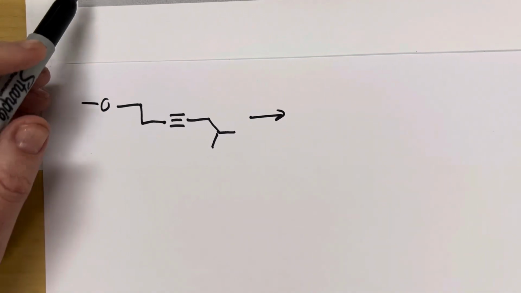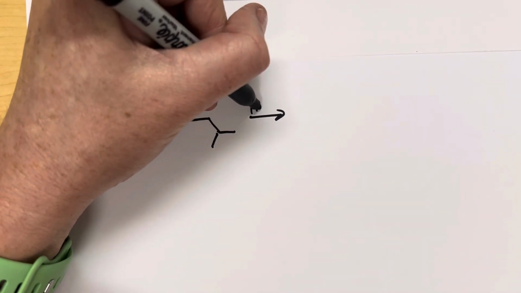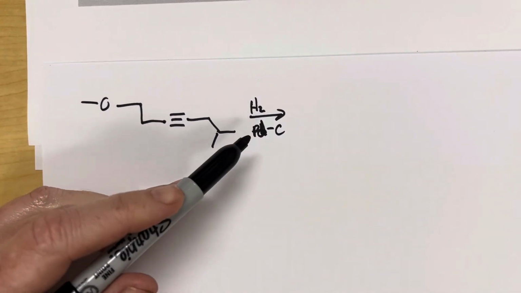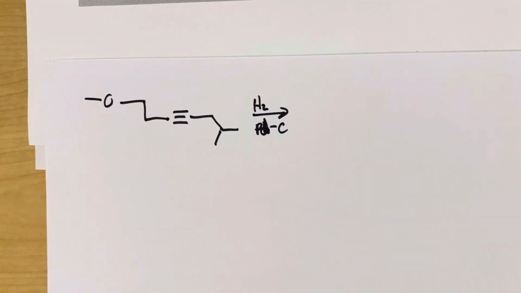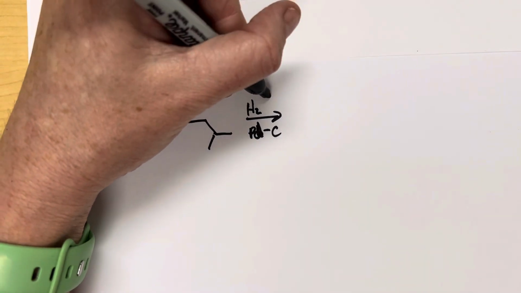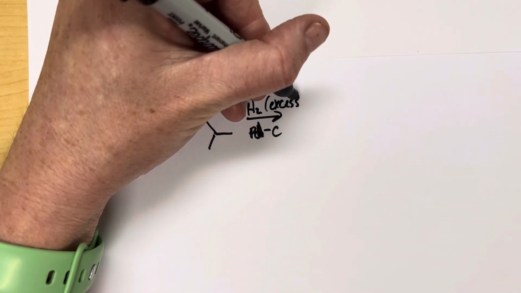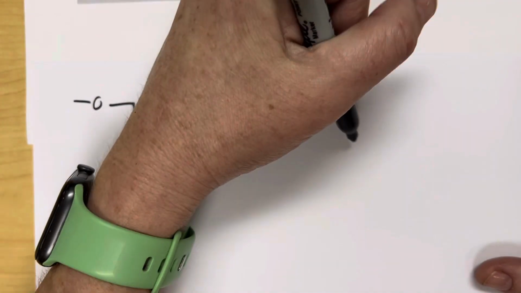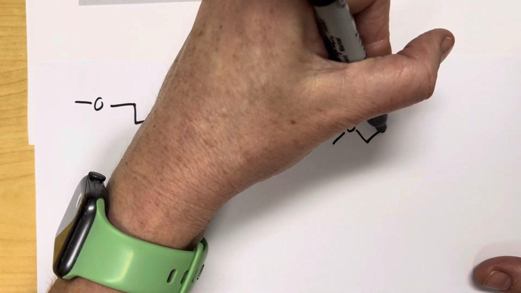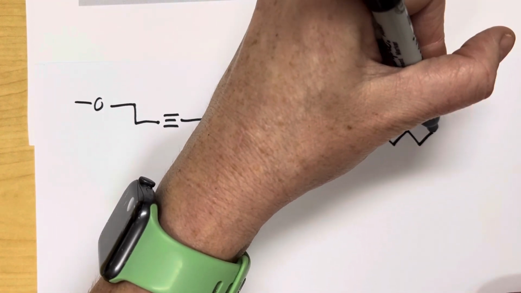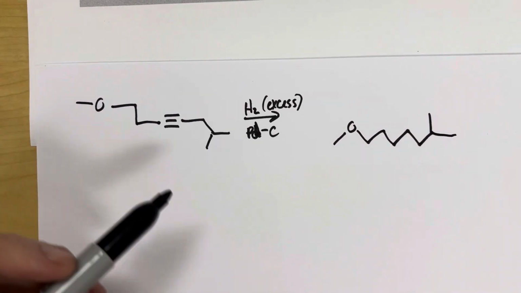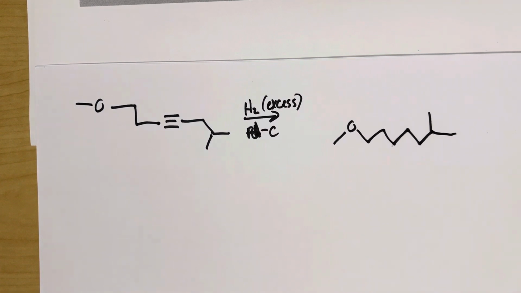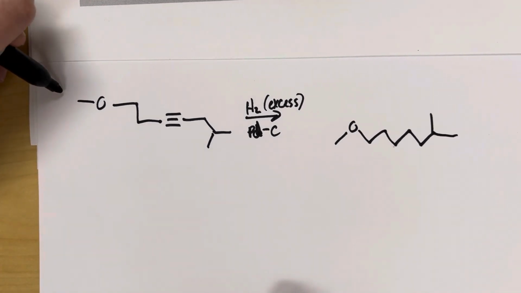a variety of things. The first one is excess H2 and PDC. We know that when you add excess H2 and PDC, this is a super strong catalyst. It's going to take it all the way to an alkane, add a whole bunch. And then again, this was excess. It's going to take it all the way down, and you're going to get the alkane. So we'll have something like that. 1, 2, 3, 4, 5, 6, 7, 8. Cool. Okay, so this was A.